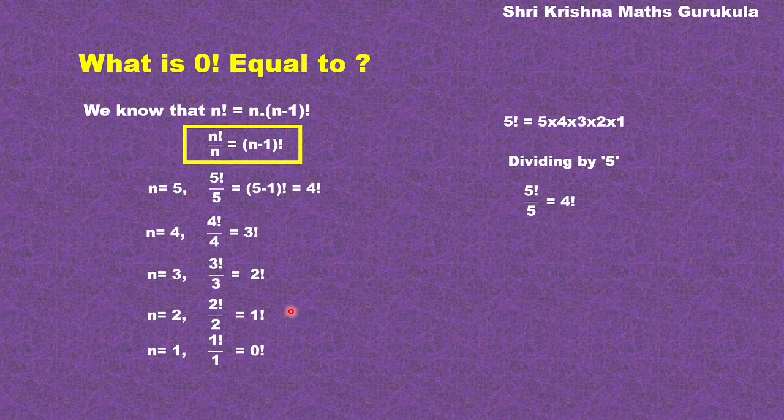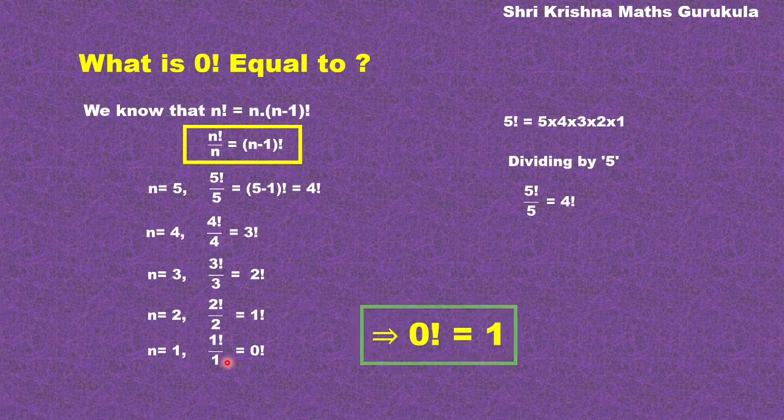If I am dividing 2 factorial by 2, what are we going to get? 1 factorial. If we are dividing 1 factorial by 1, what are we going to get? It is 0 factorial. That is, 1 factorial is 1, so 1 by 1 is 0 factorial. So what did we end up with? 0 factorial is equal to 1.